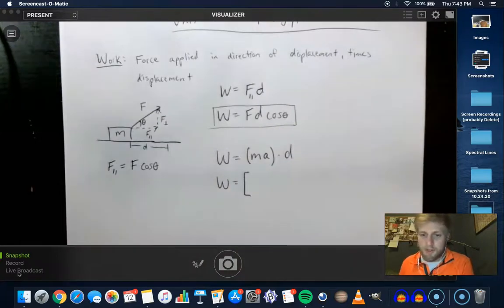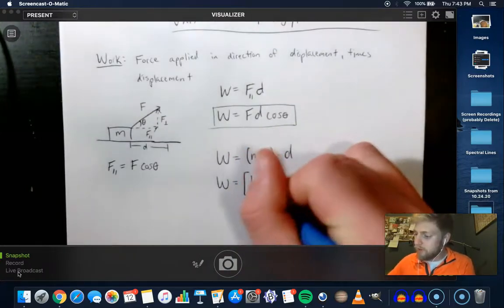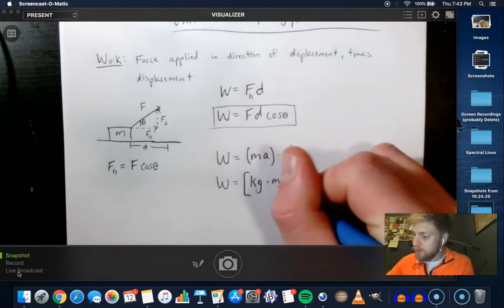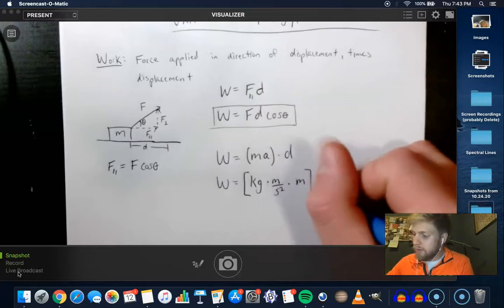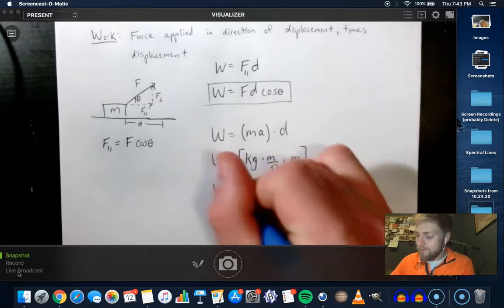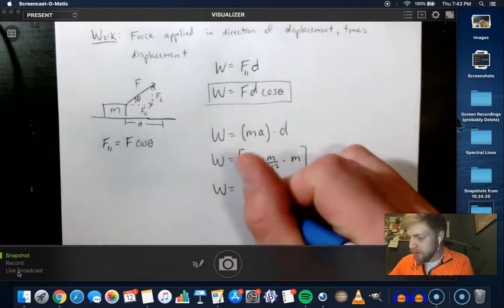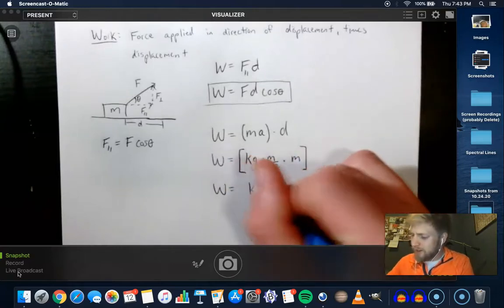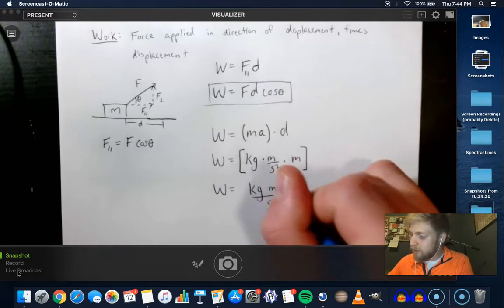This is normally how we notate that we're doing the units. So mass is measured in kilograms. Acceleration is meters per second squared. And then, of course, the displacement is going to be measured in meters again. So we're going to get kind of a weird unit. It doesn't really have a lot of intuitive sense from my perspective, but maybe you folks can understand why. But anyway, it comes out to kilograms meters squared per second squared.